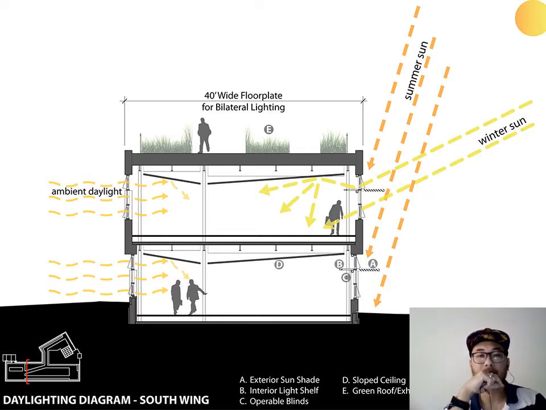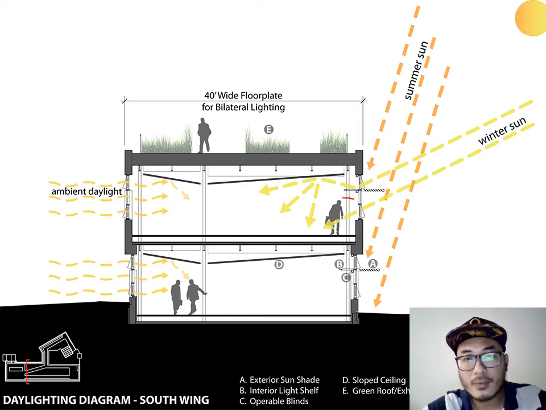At the same time, it is easier for you to adjust your light shelf or light reflector to be interior of the building. And then during the summer, you can see that the design of the light reflectors and shading device is designed differently.